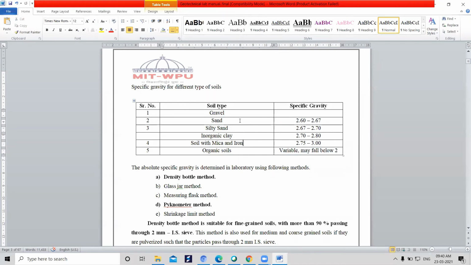Clear? As the gravel sizes are bigger or larger, the specific gravity is on the lower side. As the fineness increases, for silts and clays, the specific gravity is higher.